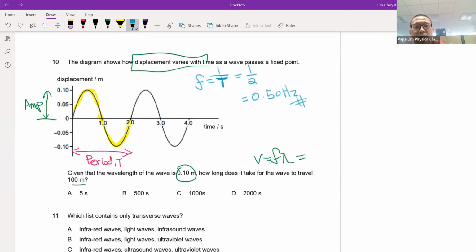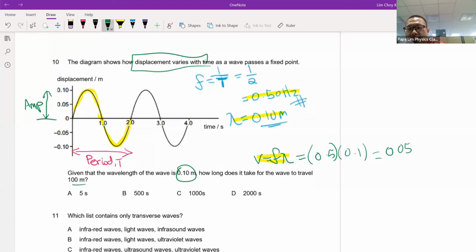Hertz. And I know the wavelength is 0.10 meter. If I substitute these two numbers into the formula, I should be able to get the speed of the wave, which is 0.5 multiplied by 0.1. Let's use the calculator. 0.1 times 0.5, I will get 0.05 meter per second. So it's a constant speed.